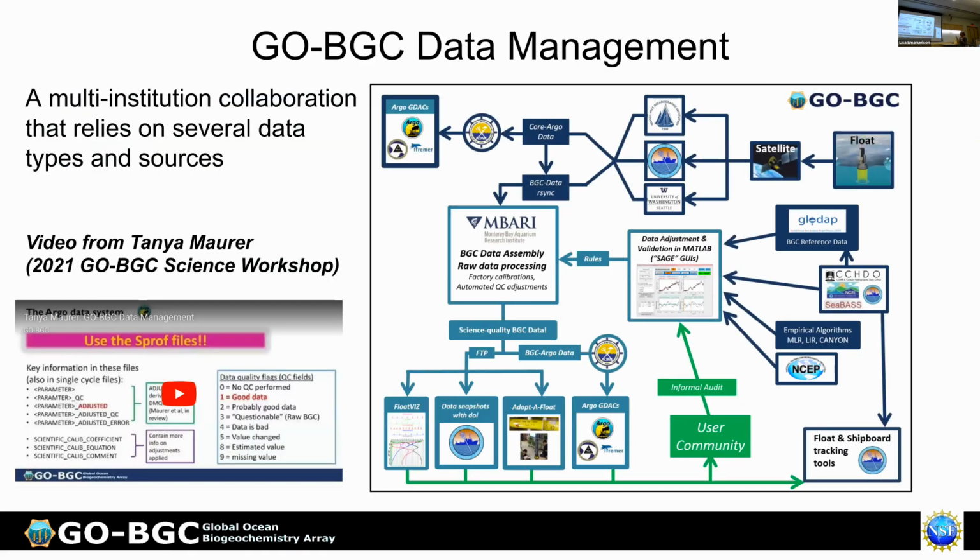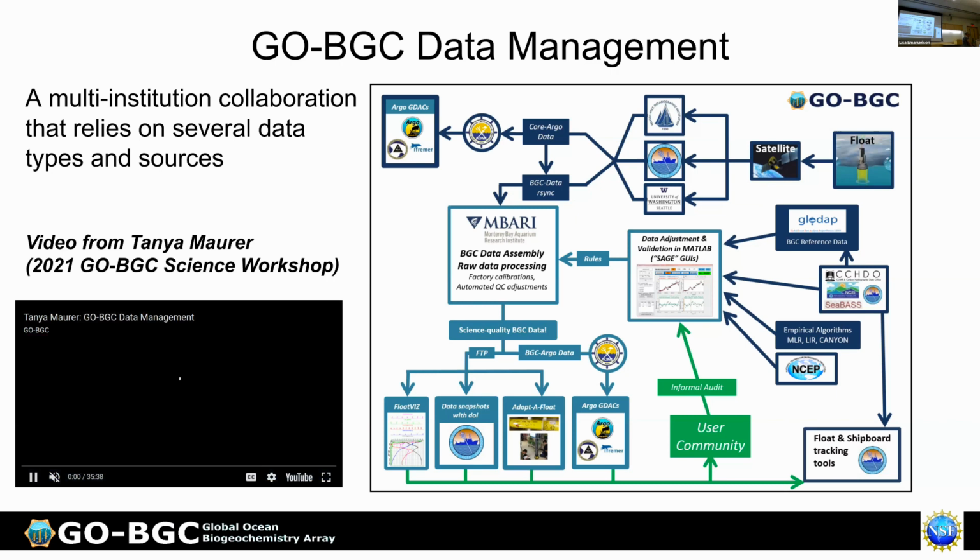The data management for GO-BGC data is a really complex process, which is depicted in this schematic, which I'm not putting up here for you to try to understand, but just to show that there are a lot of different parts. The video, which is linked here, is one of the videos from the 2021 workshop. The video is given by Tanya at Embari, and it goes into a lot of detail. So lots of information there. It's 35 minutes. It's very helpful if you want to check that out.